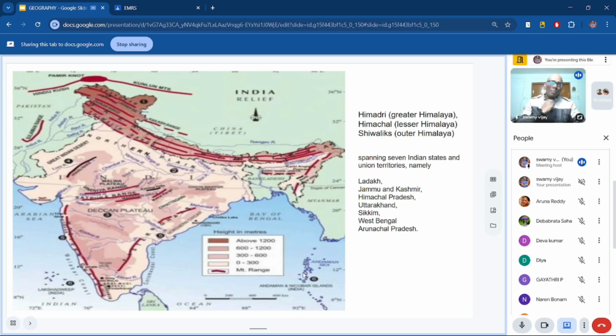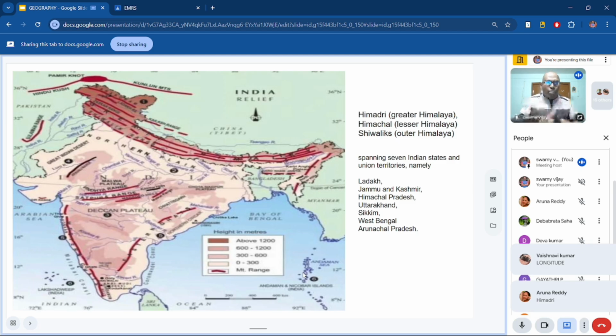Now, to take a break, let me ask you a question. I live in Leh and Ladakh. So, which part of the Himalayas are Leh and Ladakh? Can you tell me? Text message. I live in Ladakh, I live in Leh. So, am I living in Himadri, Himachal or Shivalik? Himadri. So, I am living in the Greater Himalayan range, Himadri, spanning 7 Indian states and union territories.